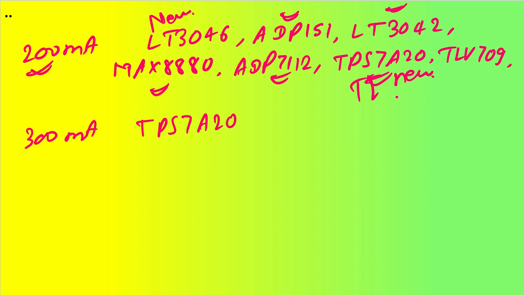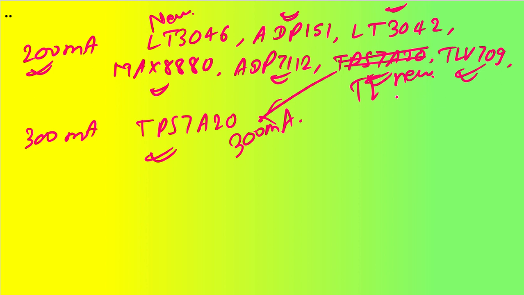So this can be utilized in your general applications for 200 milliampere or 300 milliampere rating. Actually, this is a 300 milliampere rating linear regulator, so you don't consider it in 200 milliampere. Then TLV709, so 300 milliampere as I mentioned, TPS7820 series. So if you want, you can have it.